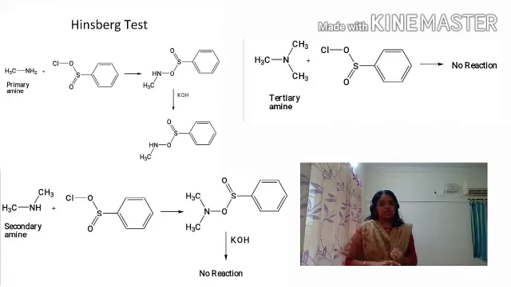So primary amine gives N-alkyl benzene sulfonamide, which can react with potassium hydroxide solution. Secondary amine gives N,N-dialkyl benzene sulfonamide, but it cannot react with the potassium hydroxide solution. Tertiary amine will not react with the benzene sulfonyl chloride or Hinsberg reagent.